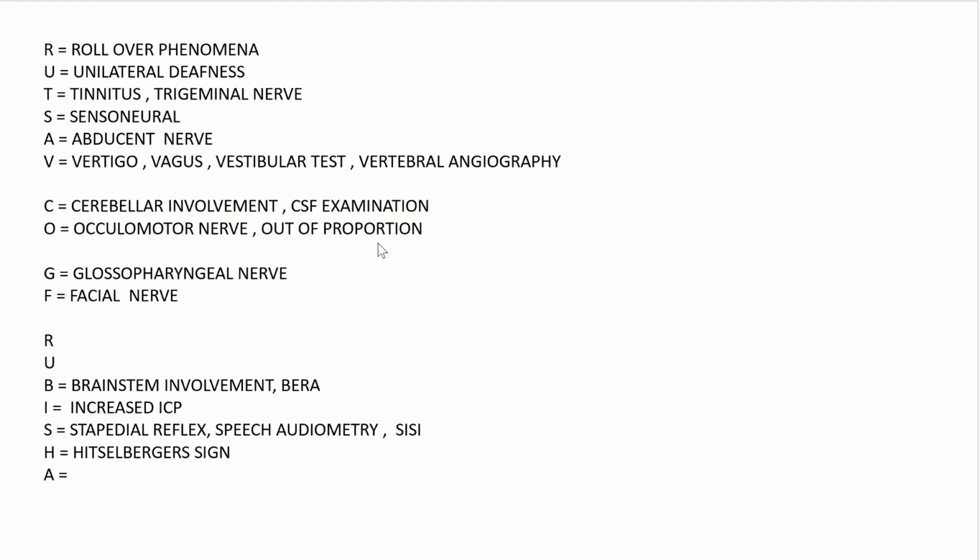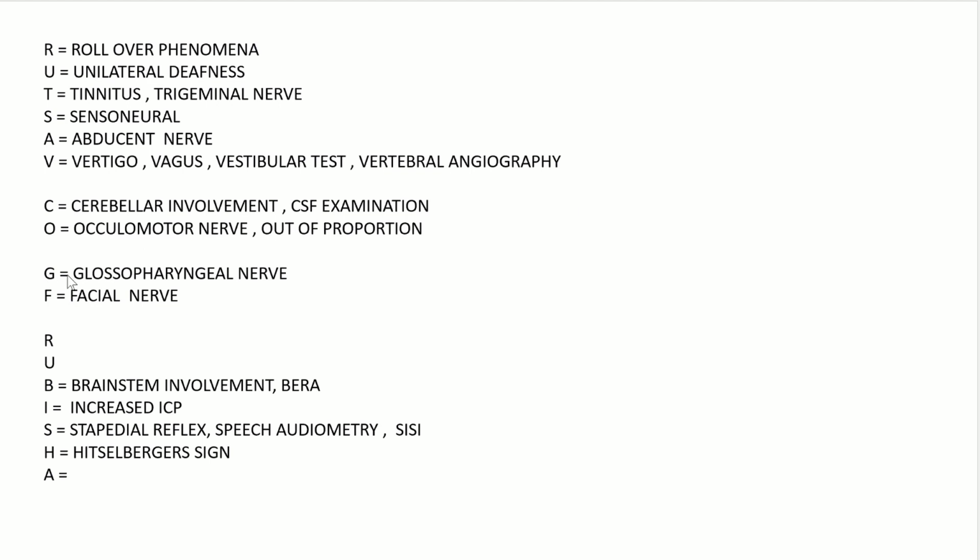Very important. There is marked difficulty in understanding speech out of proportion to the pure tone audiometry hearing loss, which is the characteristic of acoustic neuroma. According to the value of the pure tone audiometry, the amount of hearing loss or difficulty in understanding speech that we expect, it is beyond that, much more than that, out of proportion. So this is a typical feature of acoustic neuroma which you have to remember.